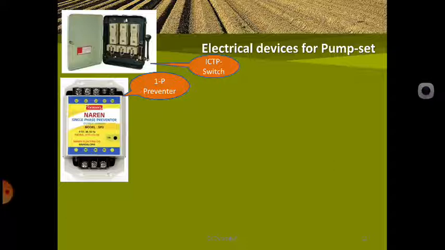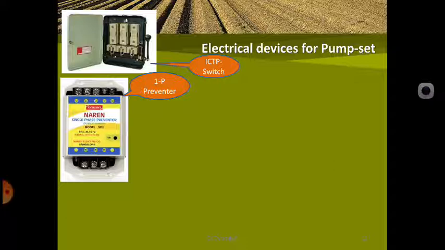So, these two phases will try to run the motor at lower efficiency, and the motor will try to draw more current. Due to this large current, the motor will heat up and burn. To avoid this, the motor is designed to run only when the three-phase supply is available in the line. If only a single phase comes, the motor does not run.